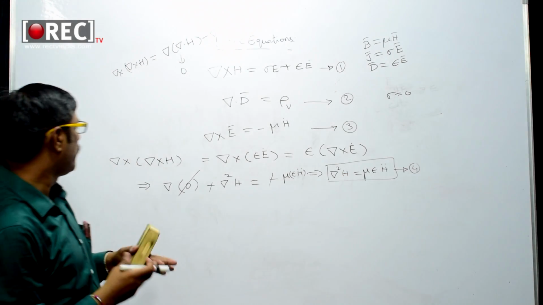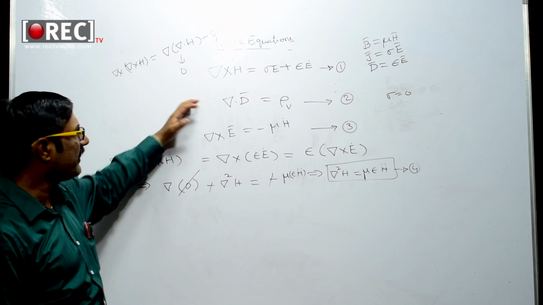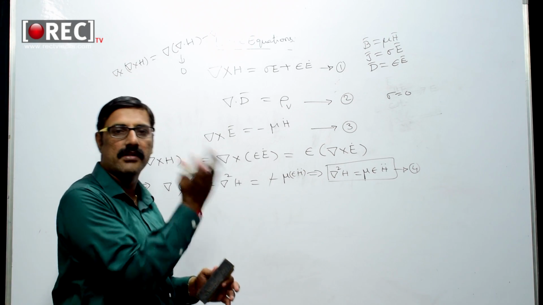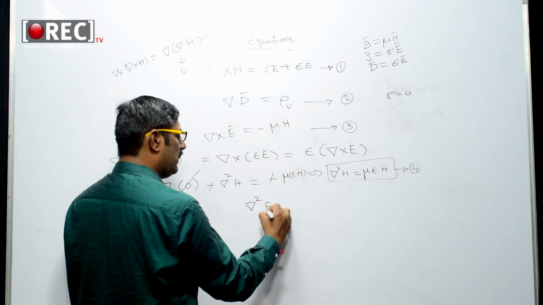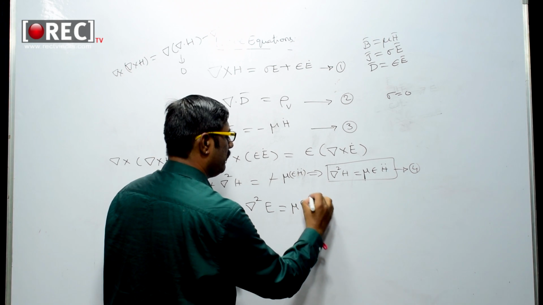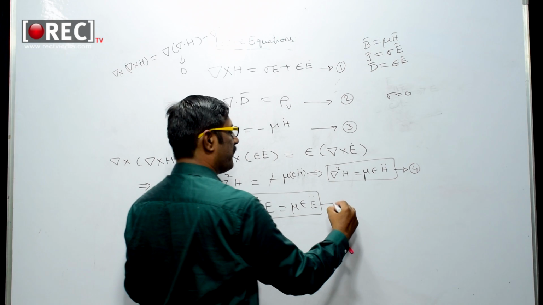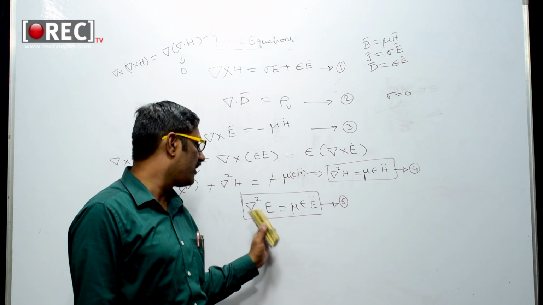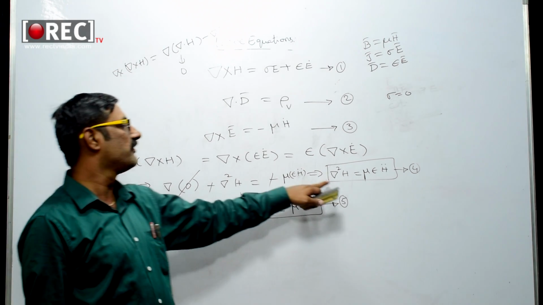On similar lines, as we applied curl for equation number 1, if I apply curl on both sides of equation number 3, we arrive at a similar equation in terms of E. I can apply the same analysis and arrive at another equation in terms of E as simply del square E is equal to mu epsilon into E double dot. So this is the wave equation in terms of E. The wave equation in terms of H is equation number 4, which is del square H is equal to mu epsilon into H double dot. And the wave equation in terms of E is del square E is equal to mu epsilon into E double dot.